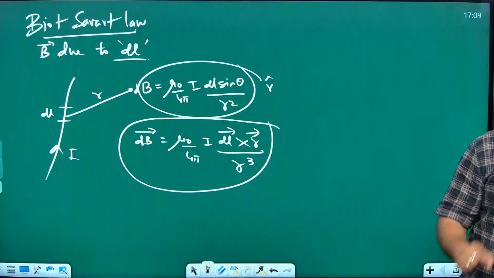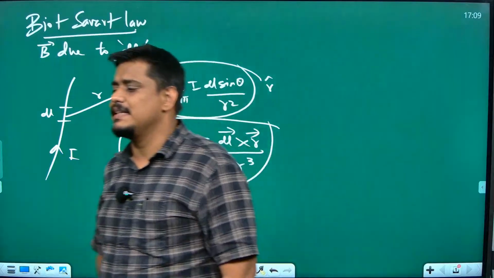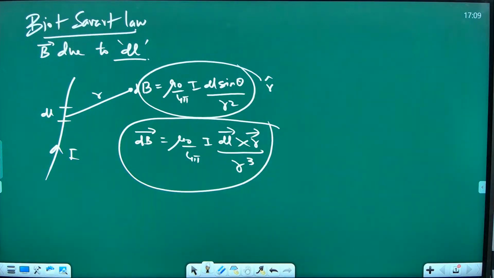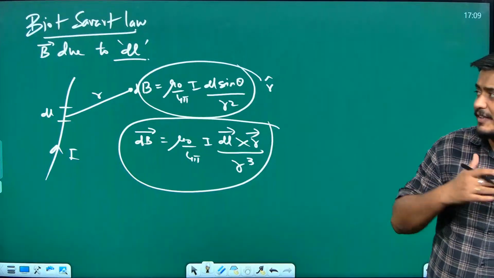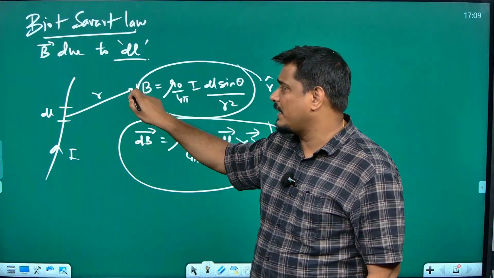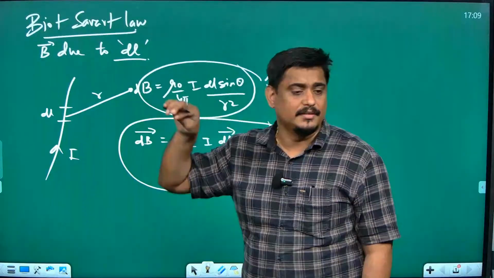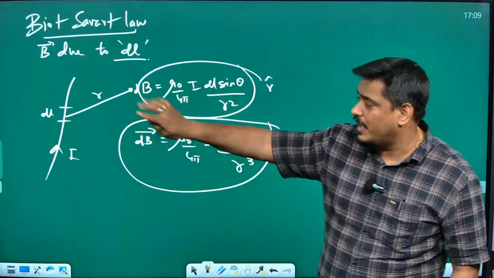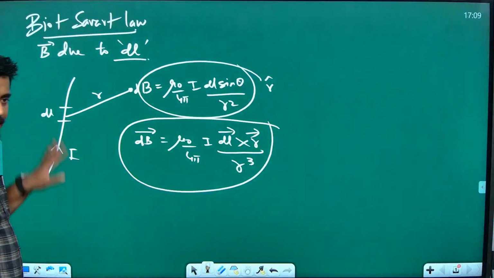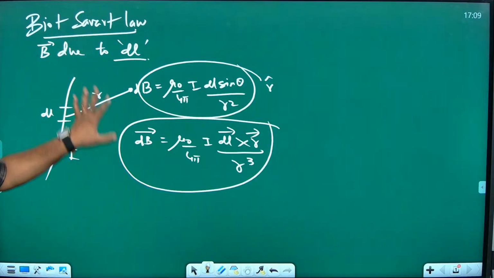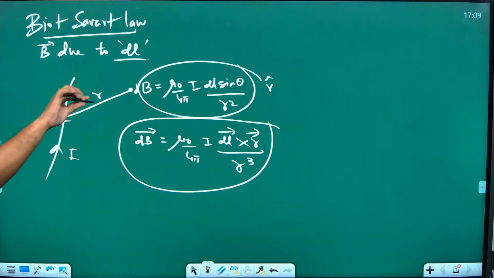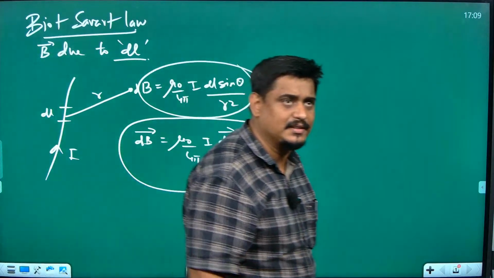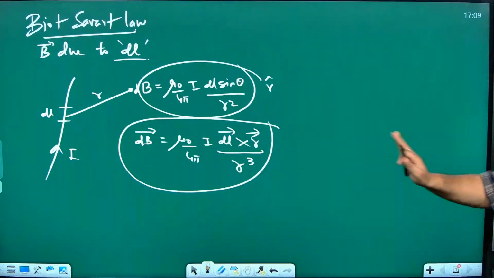The direction of magnetic field is always perpendicular to the plane consisting of dl and r. So whichever plane has dl and r, the magnetic field will act perpendicular to that plane only. For example, in this case, the magnetic field at this point can either be into the plane or out of the plane. Into or out, they are perpendicular to this dl and r. dl and r are in the plane of the board, but the magnetic field cannot be like this. It will be either towards you or into the board. That's how the magnetic field is, perpendicular to the plane consisting of dl and r.